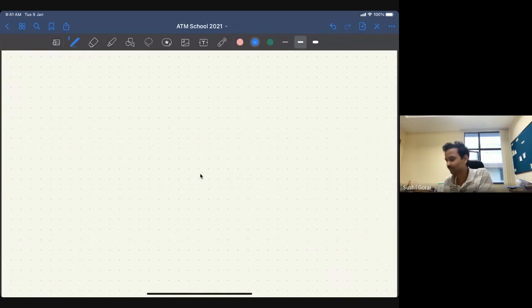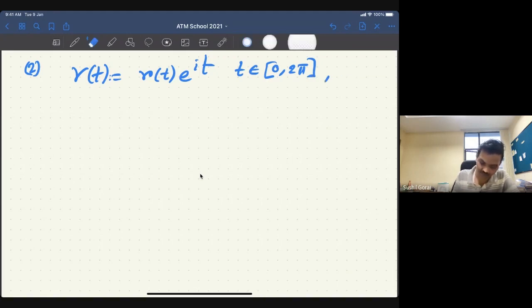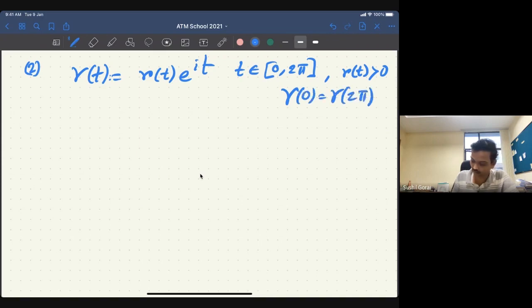So you can look at one more thing. Example 2: look at gamma t as r t e to the power i t, t belongs to 0 to 2 pi. r t is always greater than 0, and gamma of 0 is gamma of 2 pi. So this is making things closed.